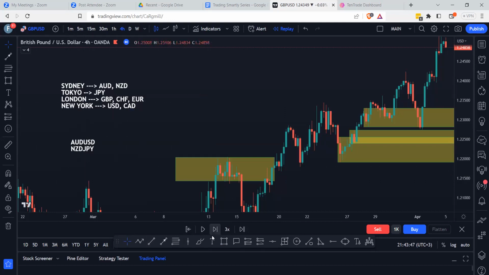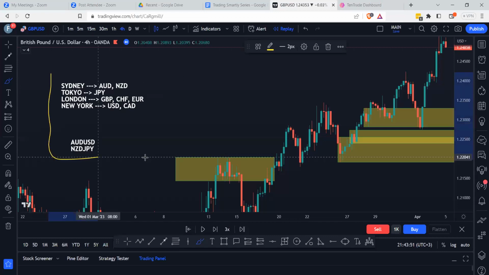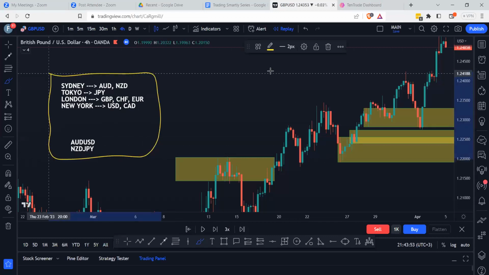Okay, so just use this analogy for every other currency pair. Hope that makes sense, Ambrose and Thomas.